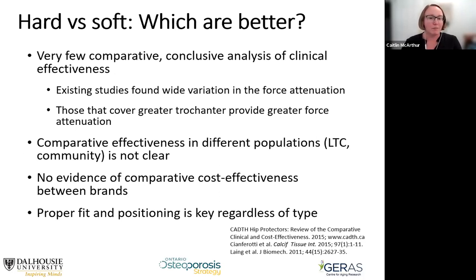We also don't know in different populations the comparative effectiveness, for example, long-term care versus community. We don't have any evidence to compare across brands, but the main take-home point is that proper fit and positioning is going to be key regardless of the type. So essentially, it seems like what is the most comfortable for the person that they're most likely to wear, but that will also stay in the proper position, covering the greater trochanter. That's going to be the most effective one.